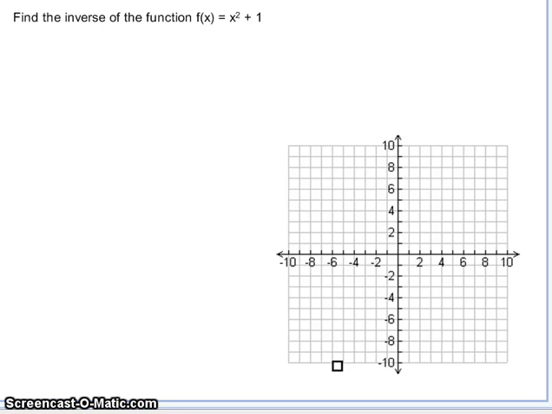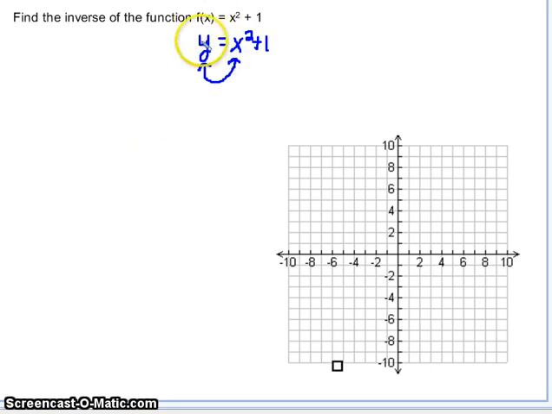Okay, so we're going to continue with our discussion of inverse functions. And we said that with inverse functions we are basically saying that this particular function is in the form of y equals x squared plus 1. And so if we want to find the inverse, it means we are going to switch our x and our y.